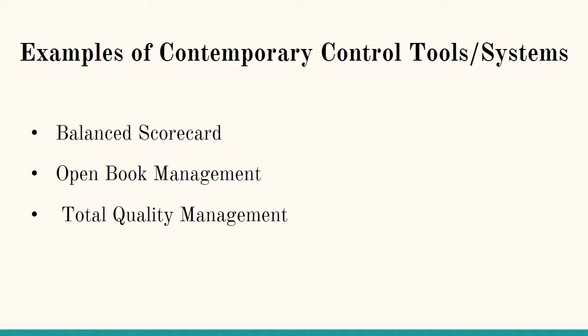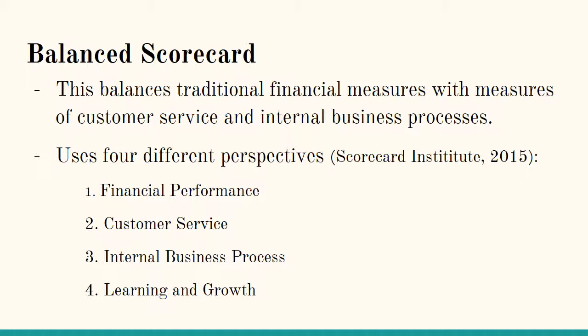So some examples of control systems that we have out there right now are balanced scorecard, open book management, and total quality management. The balanced scorecard is an organizational control system, obviously. So organizational control systems usually use financial measures in order to make some of these administrative decisions. But the balanced scorecard goes further in that it uses the data gained from customers and the business's employees in order to determine if any administrative decisions need to be made.